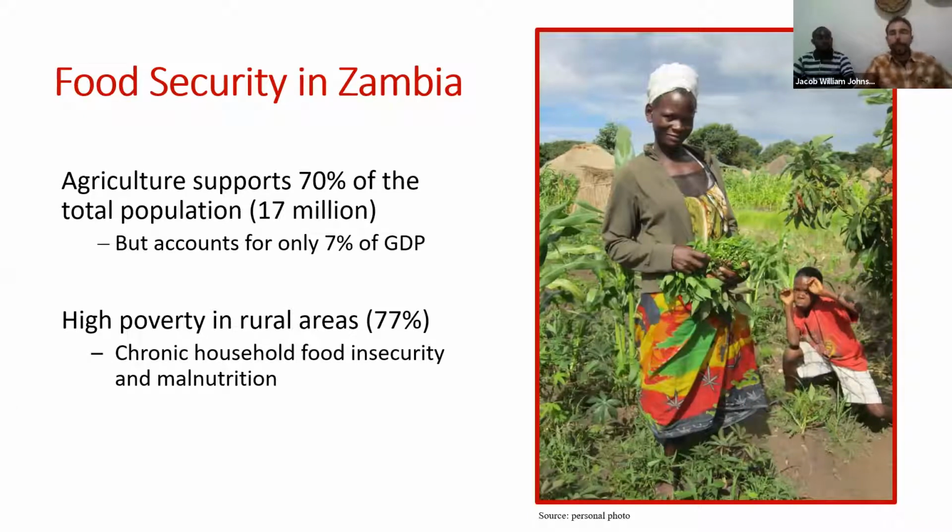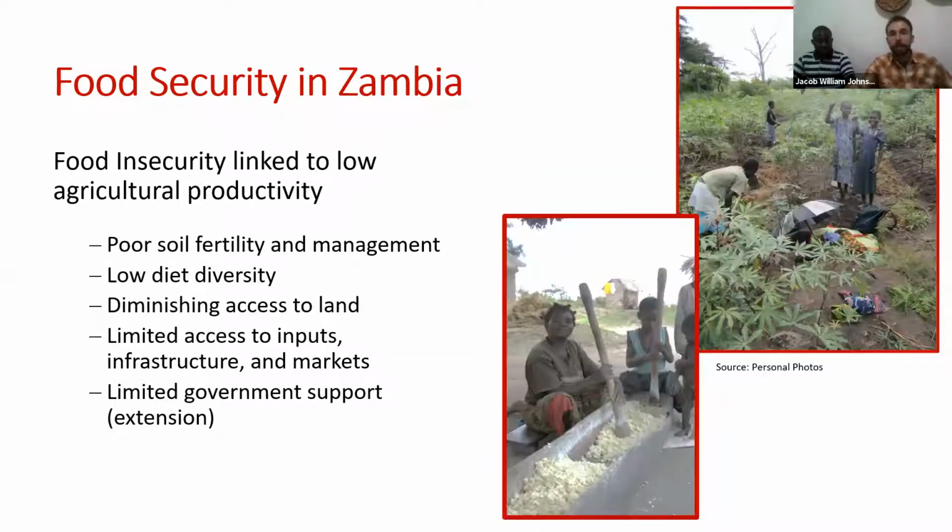So first, food security in Zambia. Agriculture supports about 70% of the total population of 17 million, but it only accounts for about 7% of the gross domestic product. There's high poverty in rural areas, about 77%, and people experience chronic household food insecurity and malnutrition. That food insecurity is linked to low agricultural productivity. Problems associated with productivity include poor soil fertility and management, low diet diversity, diminishing access to land, limited access to inputs, infrastructure, and markets, and then limited government support through extension.